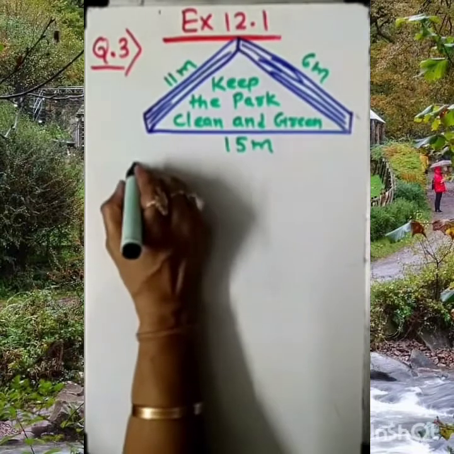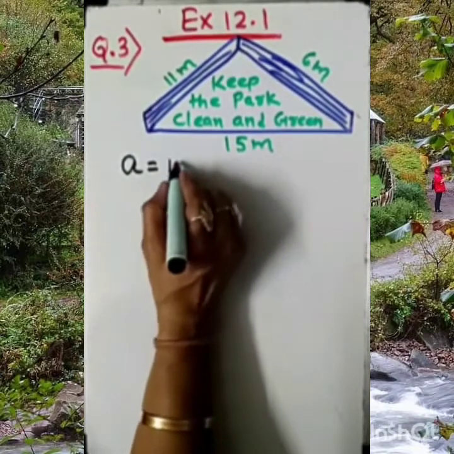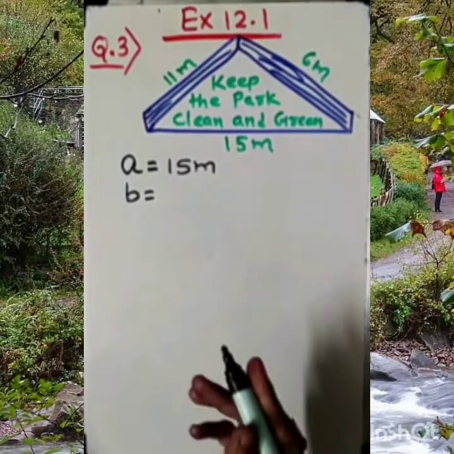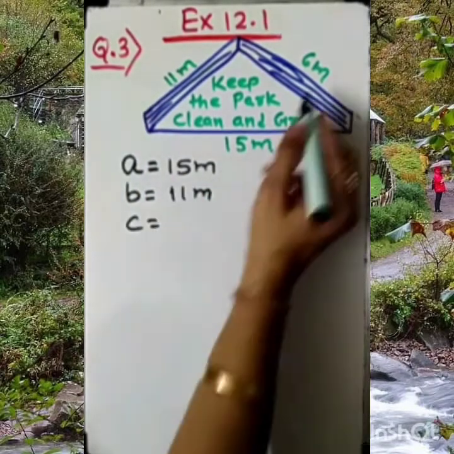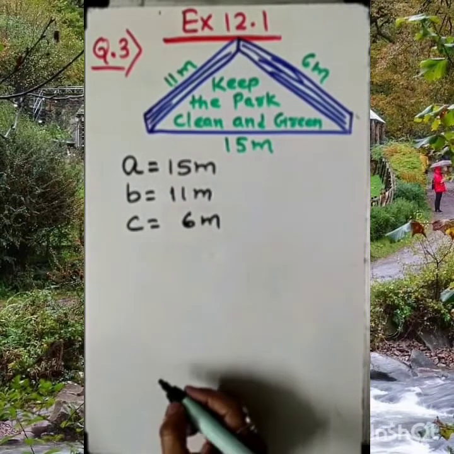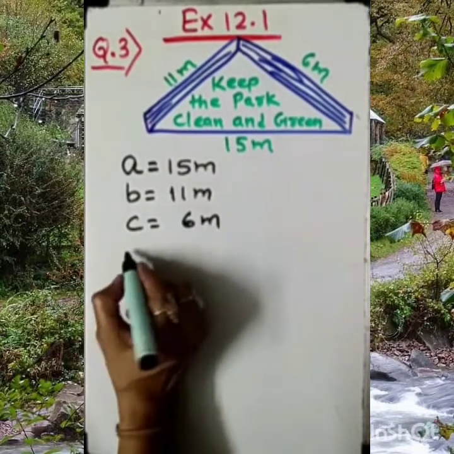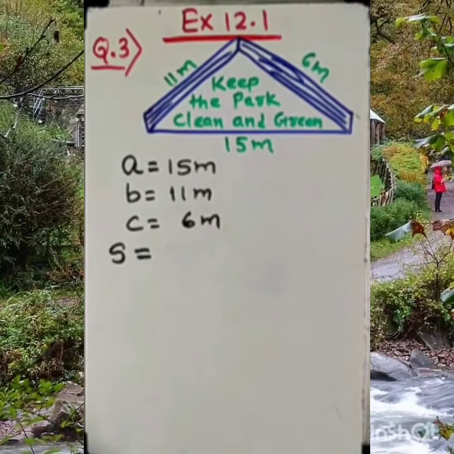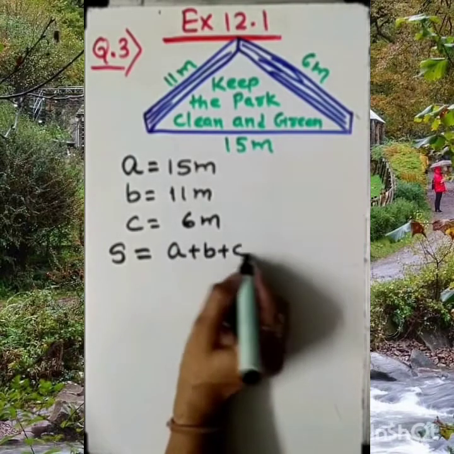So I am considering A equal to 15 meters, one of the sides. B, the other side, I am considering 11 meters. And C, the third side, I am considering 6 meters. Now let's find the area of the wall. Before we proceed, you know very well, we want the value of the semi-perimeter, that is S. What is S? S is A plus B plus C by 2.